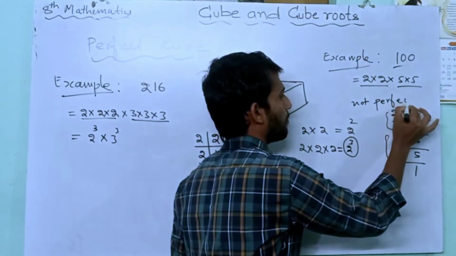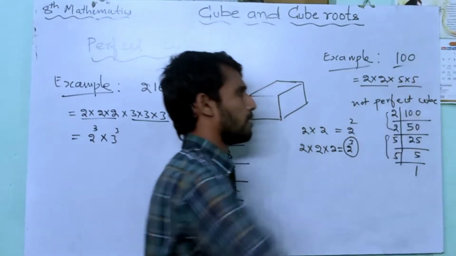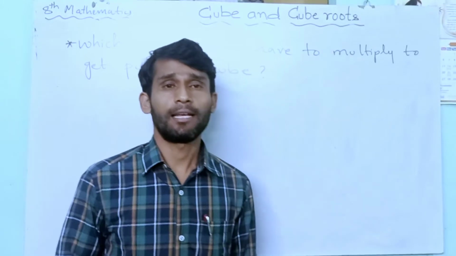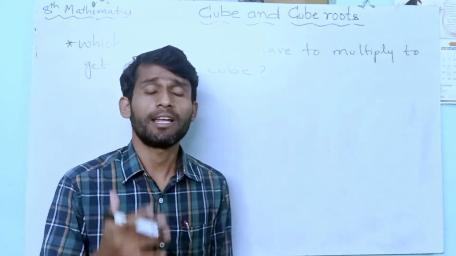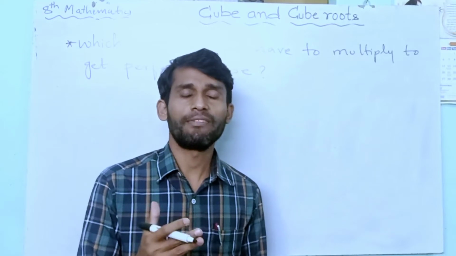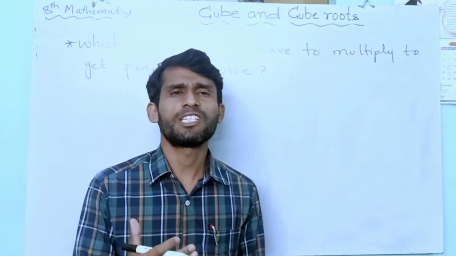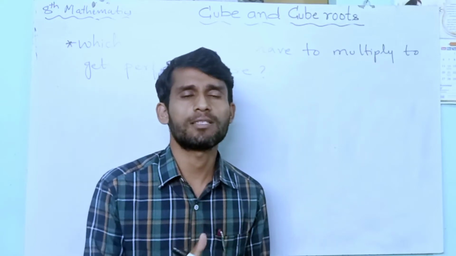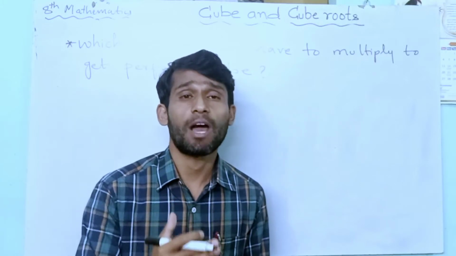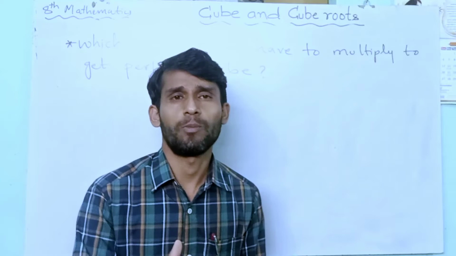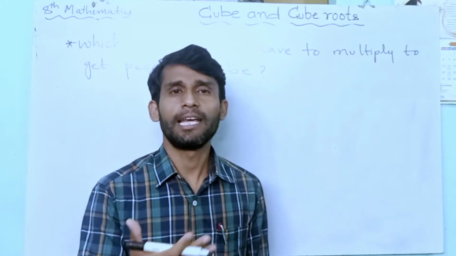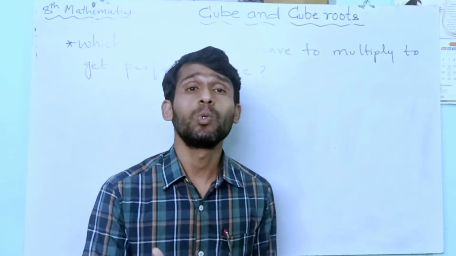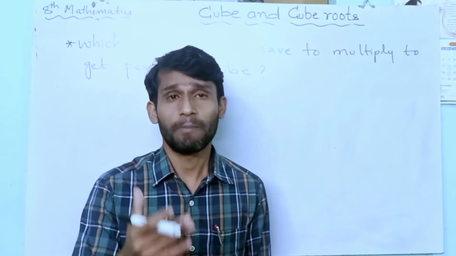Okay, dear friends, the next topic I am taking here: which number we have to multiply to get a perfect cube? Dear friends, if any number is given to me, which number do we have to multiply to get that number as a cube? Like these questions, we have to find which number to multiply to get a perfect cube. If any number is given in your lesson, you have to find which number to multiply with the given number to get the perfect cube.